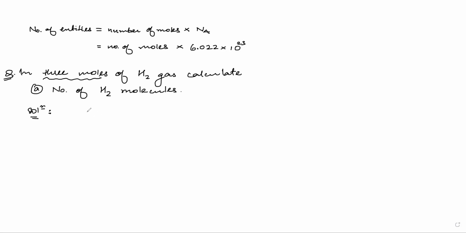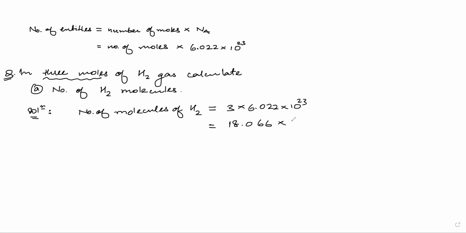3 into Avogadro's number. Number of molecules of H2 is equal to 3 into 6.022 into 10 to the power 23. So this will be equal to 18.066 into 10 to the power 23 molecules.